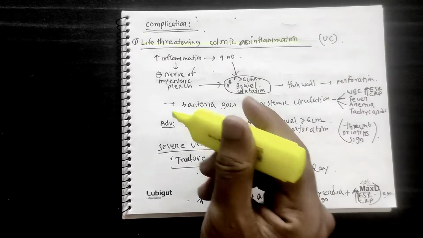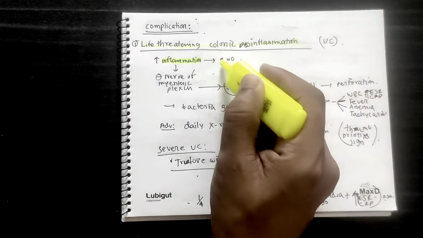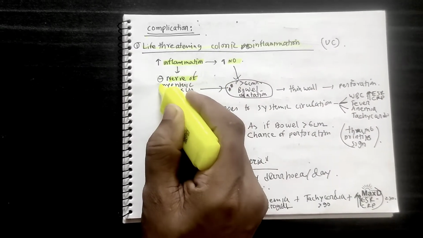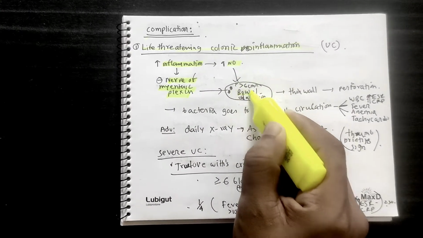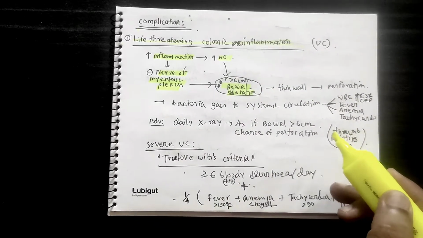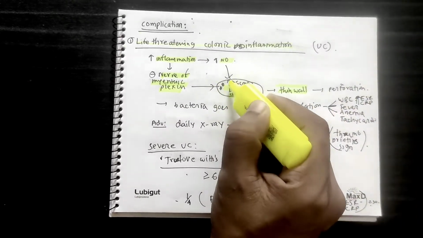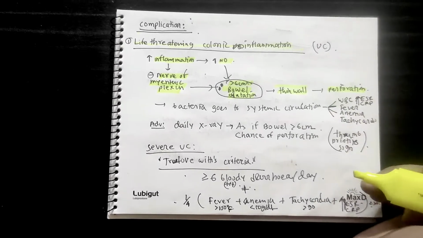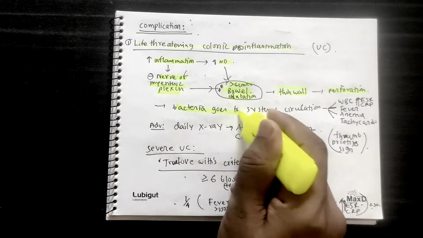Now how does it occur? When there is severe inflammation in ulcerative colitis, it causes the release of nitric oxide and it also causes the nerves of the mesenteric plexus to be destroyed. These two effects both cause bowel dilatation. When there is dilatation of the bowel, the wall of the bowel becomes thin, and when it goes more than 6 cm, there is a chance of perforation. And if the bowel lumen perforates, then the bacteria go into the systemic circulation.